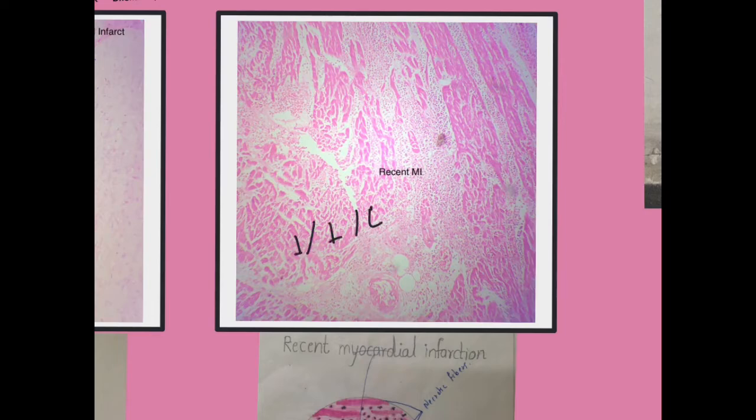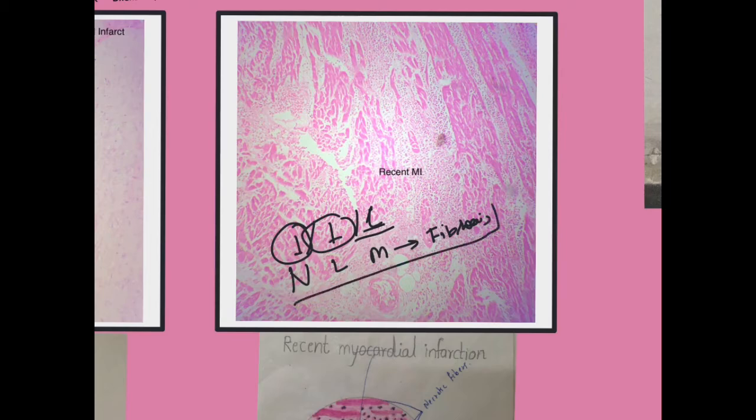That's how I remember. 1-1-1 means first neutrophils will come in up to 1 day, then for the first week there will be lymphocytes, and then there will be macrophages. After that there will be fibrosis. So this is the rule in our body. Whenever we have any infection, any trauma, any infarction, this rule is followed in any organ.